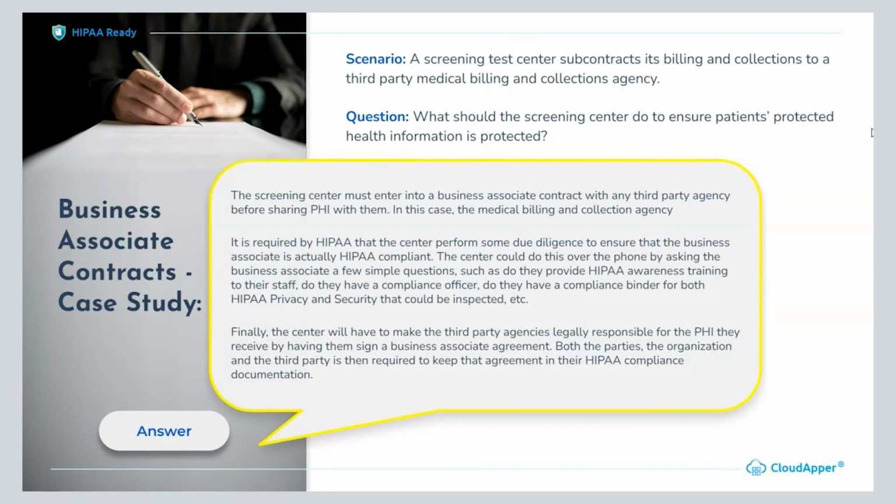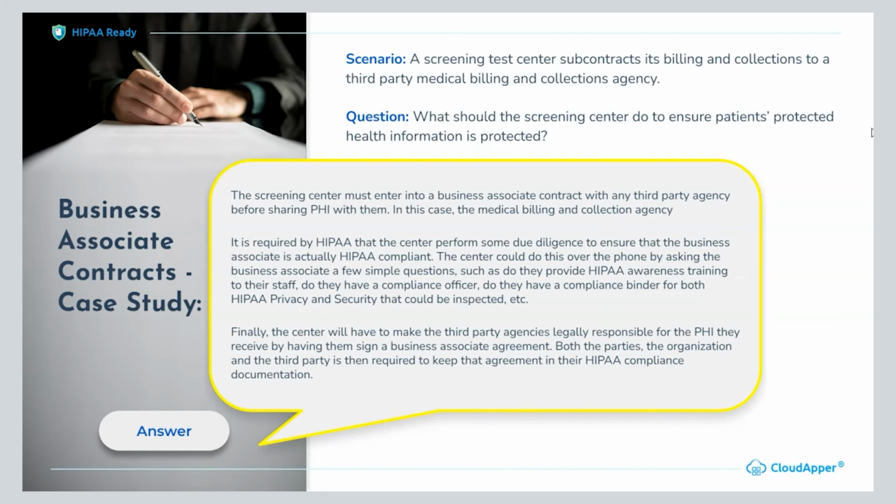The screening center must enter into a business associate contract with a third-party agency before sharing PHI with them, in this case, the medical billing and collection agency. It is required by HIPAA that the center perform some due diligence to ensure that the business associate is actually HIPAA compliant.